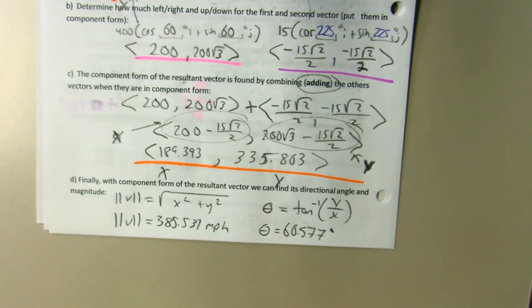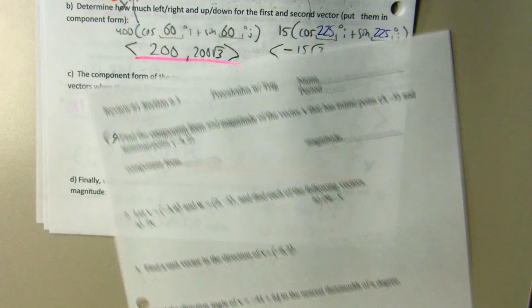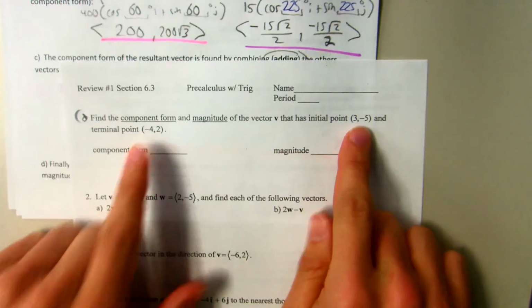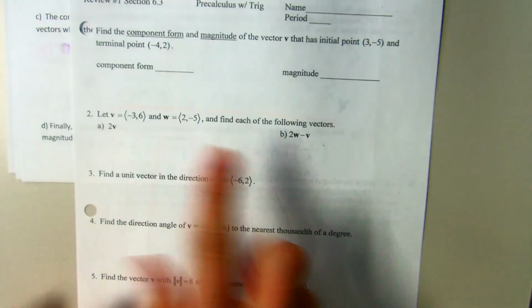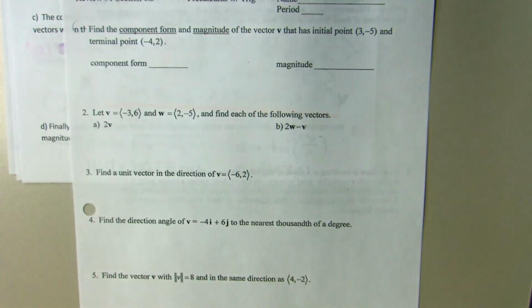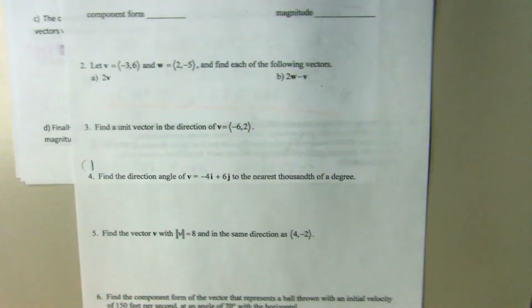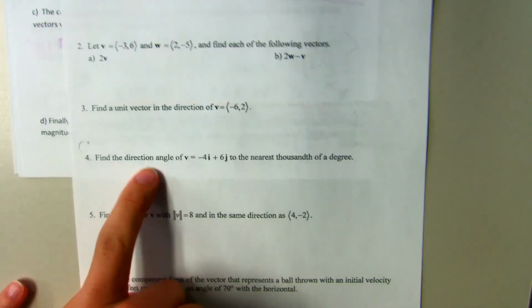So what I want us to do is look at the worksheet you picked up today. The front page is just some general stuff. It's not really word questions. Given a point, can you find the component form and the magnitude? Given a couple vectors, you know how to do the arithmetic that goes along with it. You know what a unit vector is and how to find it. Do you know how to find the directional angle of the vector?